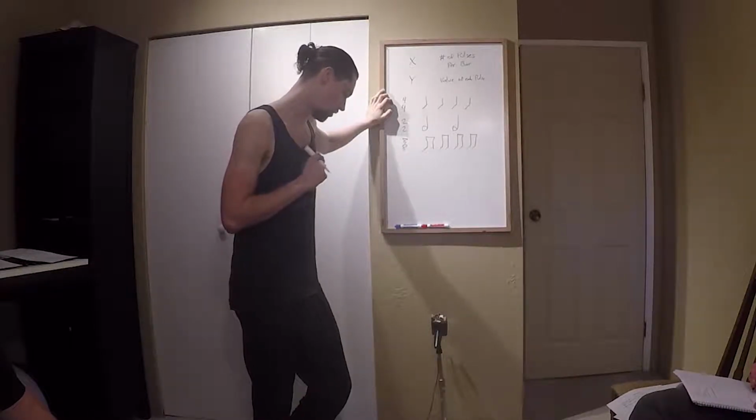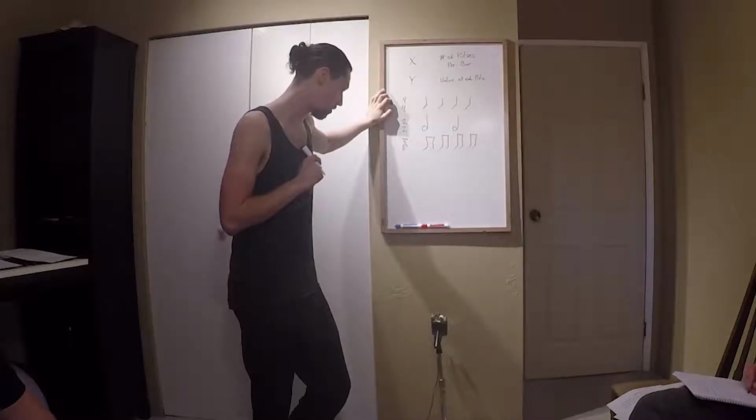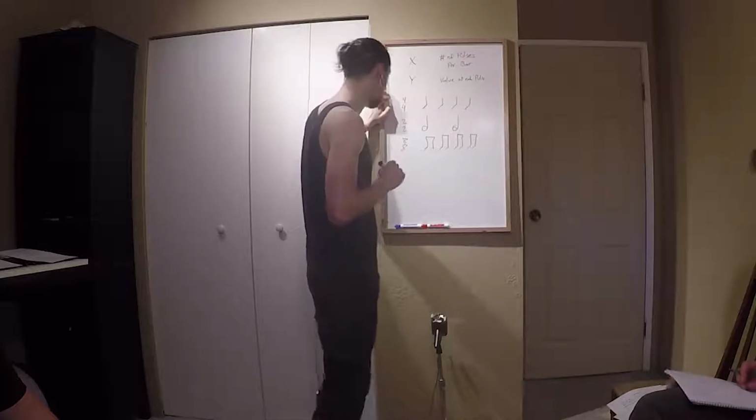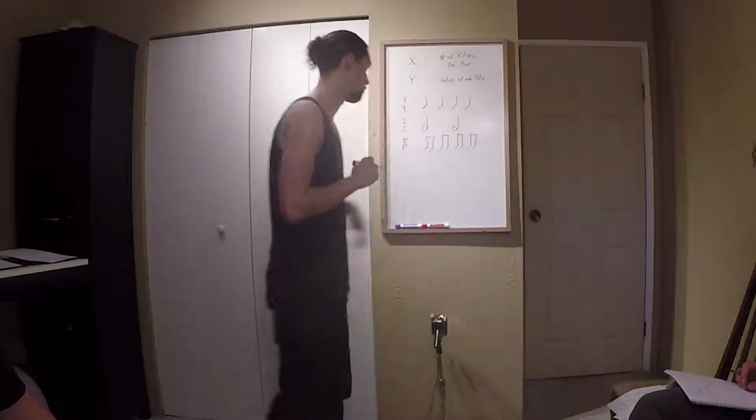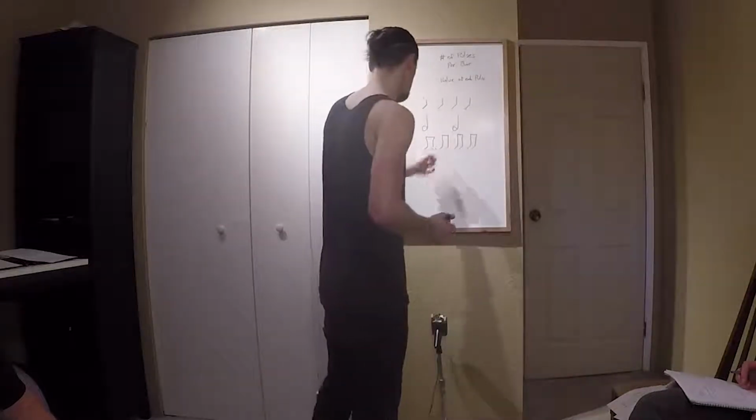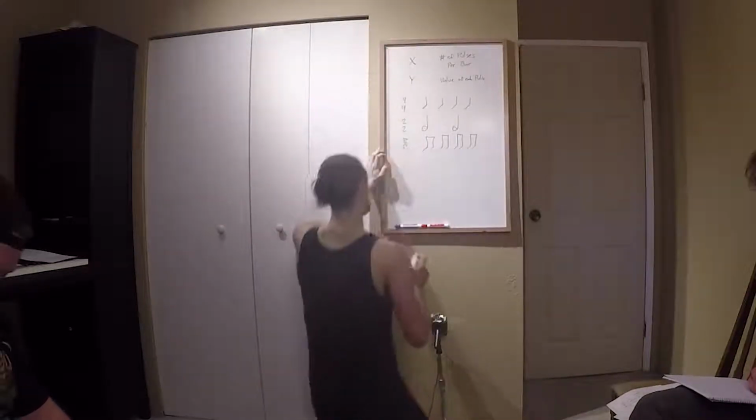So to get a better idea of what simple time is, let's contrast it with compound time. In compound time, we're using dotted notes instead of regular notes, or undotted notes, I suppose. So let's look at a few examples.